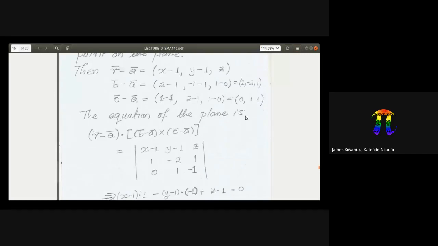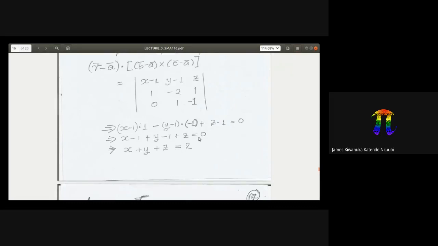We can obtain the equation of a plane by simply working out this determinant. When you compute this determinant, you end up with x plus y plus z minus 2 is equal to 0. Did I leave out something? No, I didn't. There's minus 1 here and minus 1. That gives you minus 2. That is what moves to the right-hand side. So your final answer will be x plus y plus z is equal to 2. That's the equation of the plane. Any point on the plane will satisfy this equation.